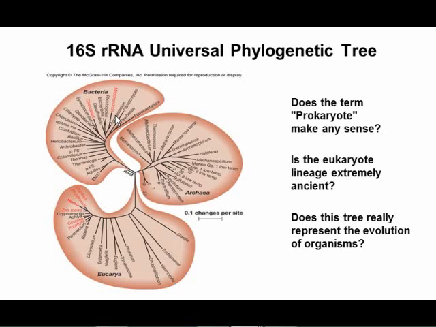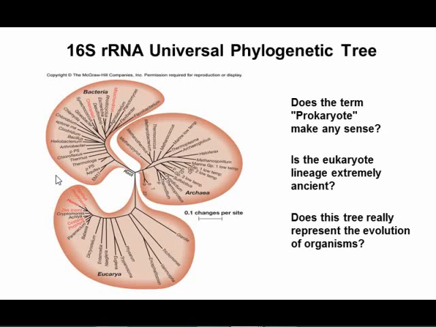Now there are a few consequences of taking this tree at face value. One of them, up there on the slide, is: does the term prokaryote make any sense? We think of things in terms of prokaryote versus eukaryote. But this phylogenetic tree is telling us that that kind of bifurcation is not really a true reflection of the history of life on the planet. So some people, a minority of microbiologists, have said we should abandon this term prokaryote. It doesn't mean anything anymore.